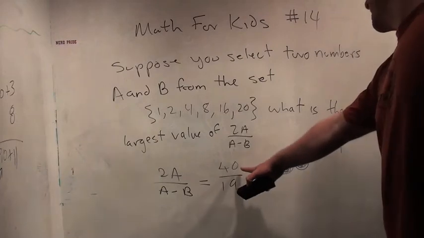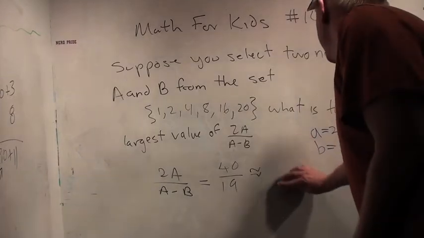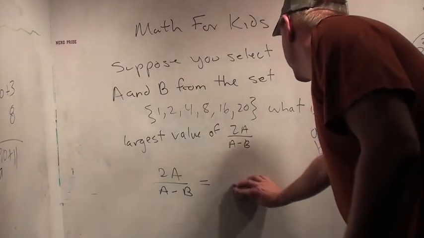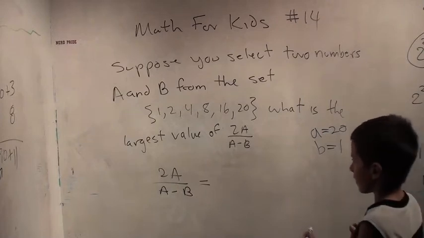So you did a good job of making the top big, but did you make the bottom small? No. Okay, so what do you have? I have a better idea. Okay. Let's still pick a equals 20, but how about b is 16? Ooh, b is 16. Okay. And then that could be interesting.